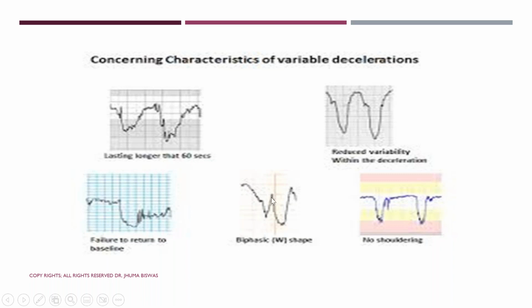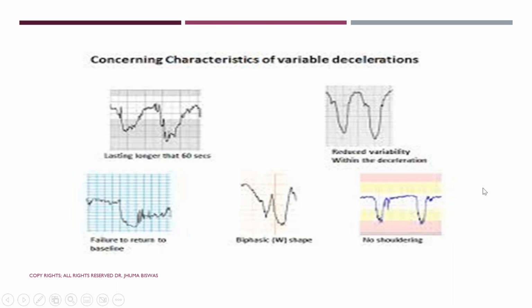If you see that the deceleration is W shape, or there is no shouldering. Shouldering means that at the start or the end of the variable deceleration, there is usually a slight rise of the fetal heart rate. So that is called the shouldering effect, and that's also one of the reassuring things. If you see that there's no shouldering, that's also a concerning characteristic.